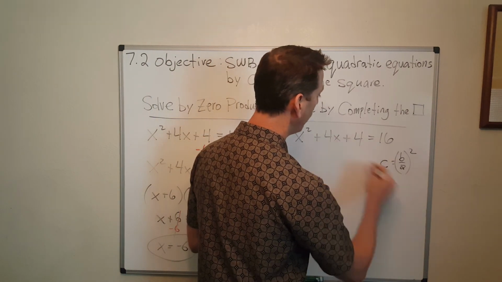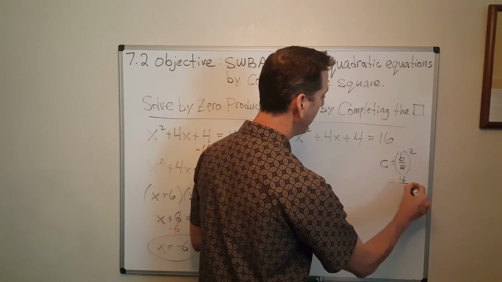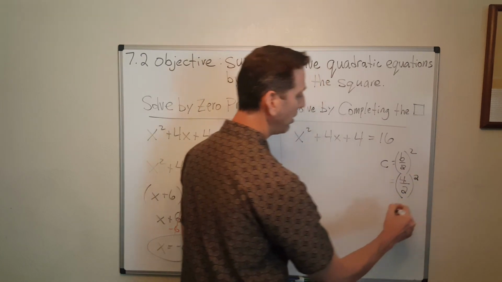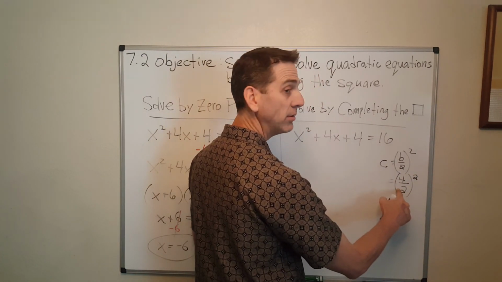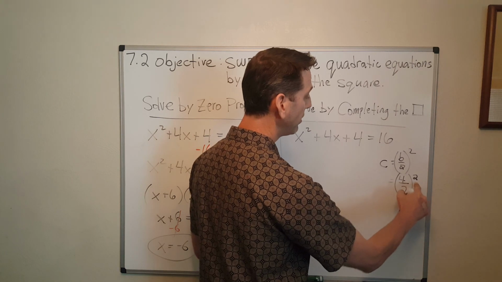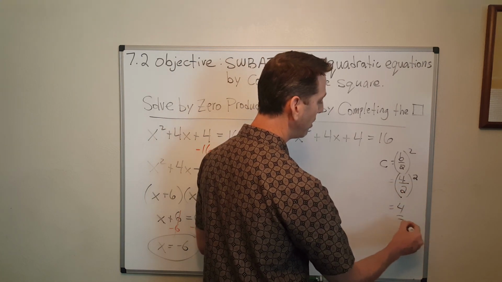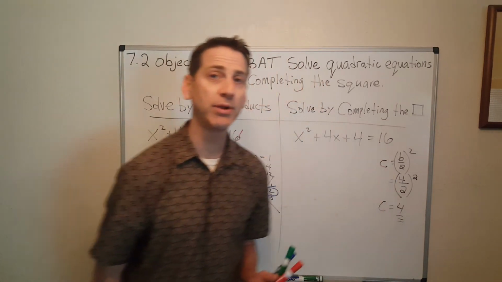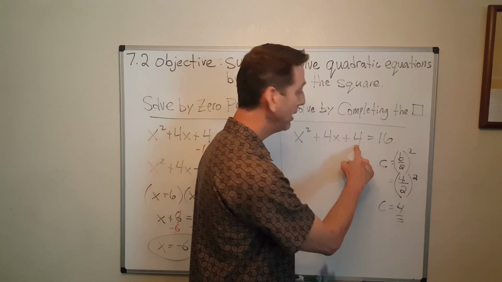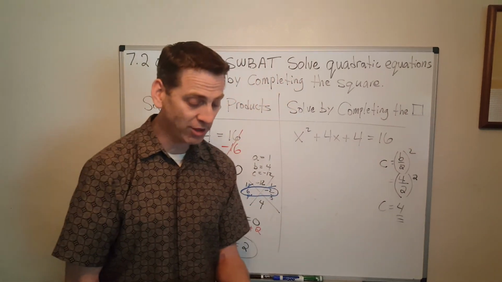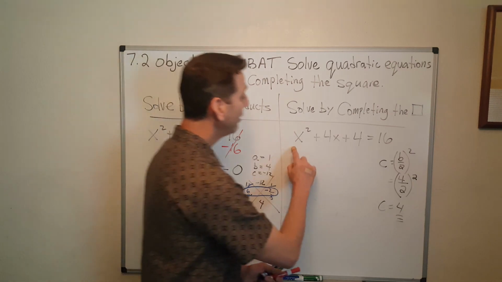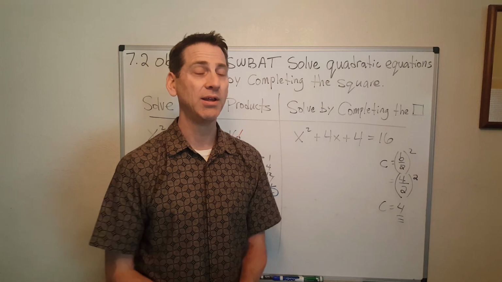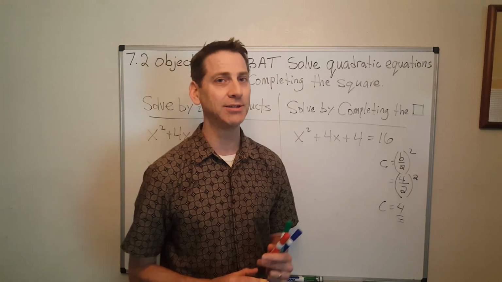So that's going to be 4 divided by 2 squared. 4 divided by 2 is 2, and 2 squared is 4. So C equals 4. Is that what my C value is up here? It is. So my C value is already 4. Therefore, this right here, if I were to draw that, it would be a nice, perfect square. Now, what's the significance of that? Well, you're going to see in just a moment.